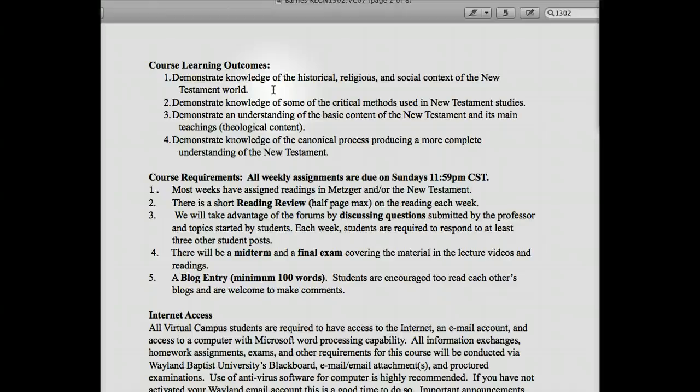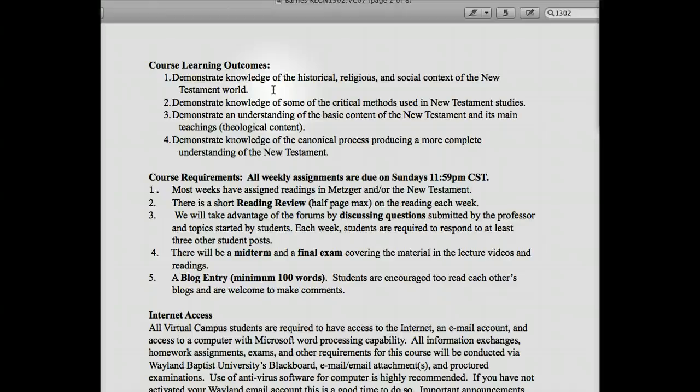And you can see, historical, religious, and social, those are three different disciplines in New Testament, which means there's a whole lot of people writing about the history of the New Testament, the historical context. There's a whole lot of people writing about religious context, and there's even more writing about social, even though that's new for New Testament studies. But you're going to have a basic working knowledge of these things whenever you complete the course.